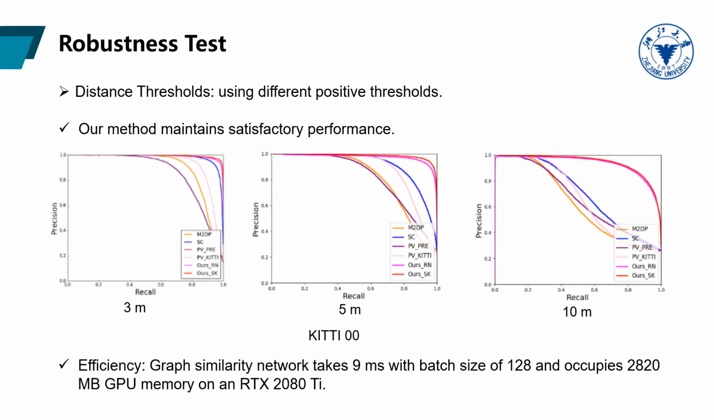For specific tasks and application scenarios, different distance thresholds for positive pairs of loop closure are needed. To evaluate the adaptability of our approach, we adopt thresholds of 3, 5, and 10 meters to train the corresponding models. Our approach can maintain satisfactory performance.